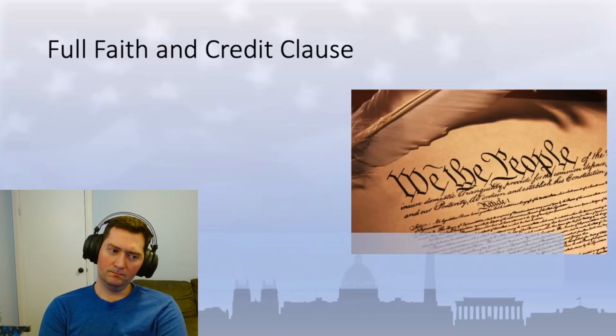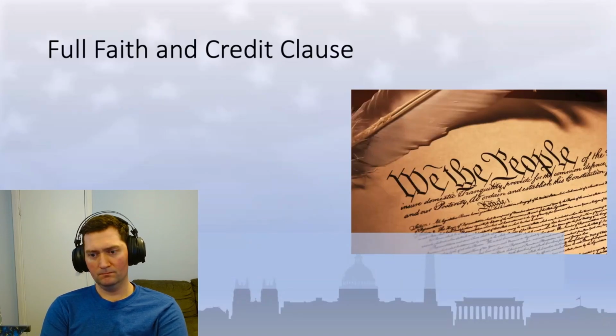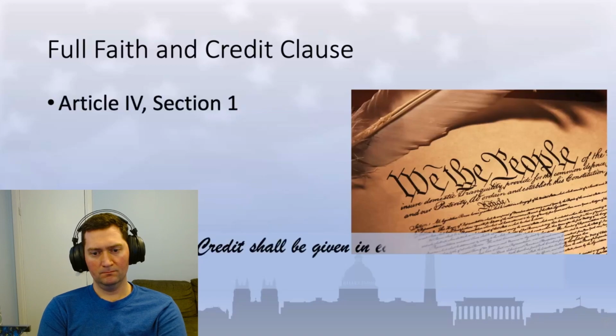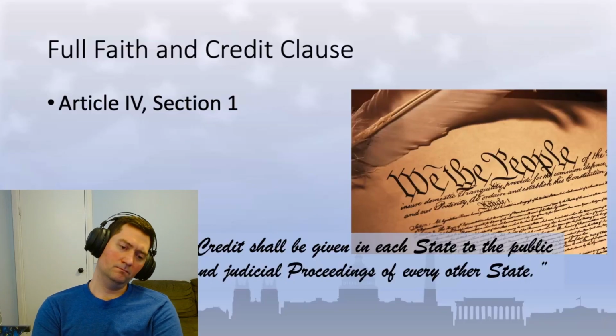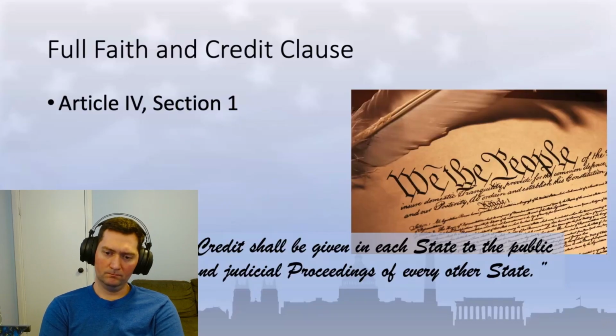The Full Faith and Credit Clause is a provision of the U.S. Constitution that requires each state to honor the laws, public records, and court decisions of the other states. It's found in Article 4, Section 1 of the Constitution, and states that full faith and credit shall be given in each state to the public acts, records, and judicial proceedings of every other state. The purpose of the Full Faith and Credit Clause is to promote unity and smooth transactions between the states by ensuring that legal judgments and documents issued in one state are recognized and enforced in all other states.